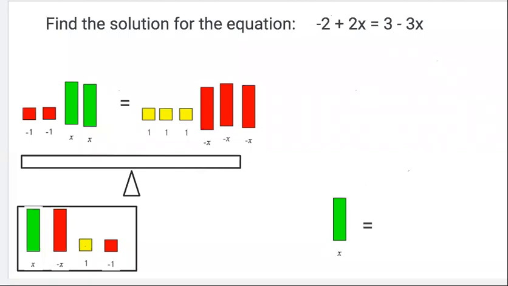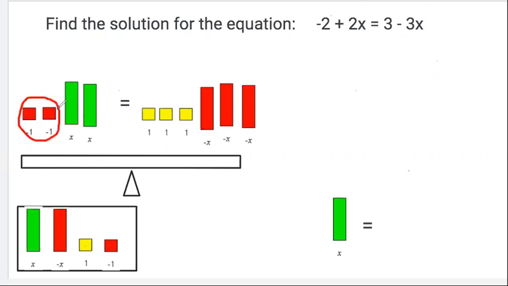In this video, I'm going to talk about how to find the solution for an equation that has a variable on both sides of the equal sign. So if this is my equation, negative 2 plus 2x equals 3 minus 3x, I see that I have an x on the left and an x on the right. So here is my scale. It is balanced right now, and this shows our equation.